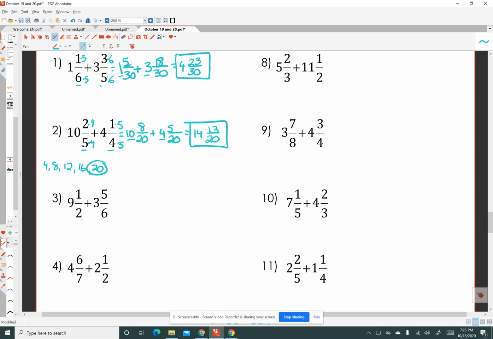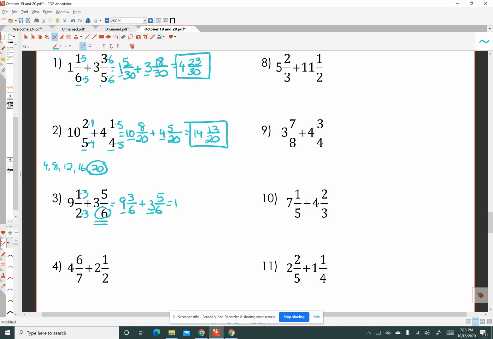Okay, we have a 2 and a 6. Well, 2 is a factor of 6. 6 is a multiple of 2. So we can go with 6 as our new denominator. So we won't have to change anything on this right-hand quantity. So we're going to start with 9, and how many 6ths? Well, 2 times 3 is 6, and 1 times 3 is 3. Plus, and we said we don't need to change this.